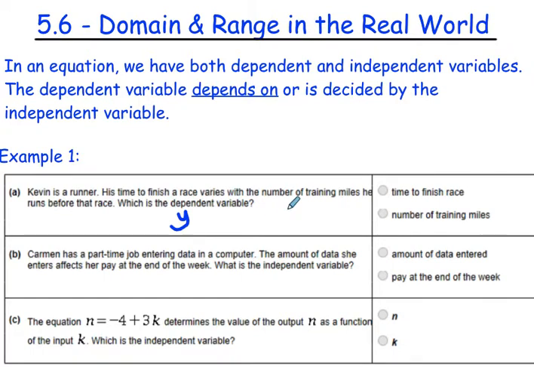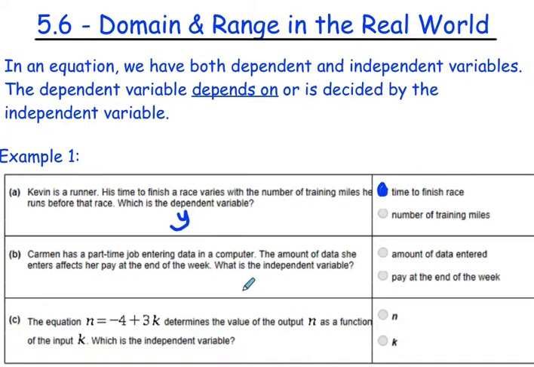So his time to finish the race varies with the number of training miles he runs. So in other words, the number of training miles that he does is going to decide or impact what his time is to finish the race. So the independent variable, the x, what he is in control of is the number of training miles. And then the output, the result of that, the y, would be his time to finish the race. So our dependent variable here would be time to finish the race.